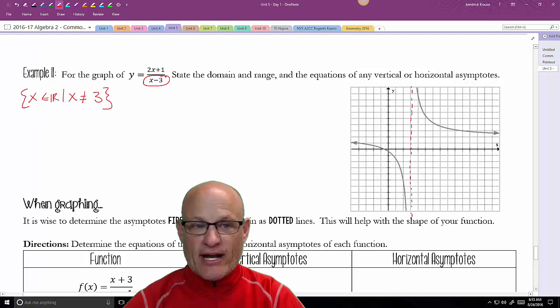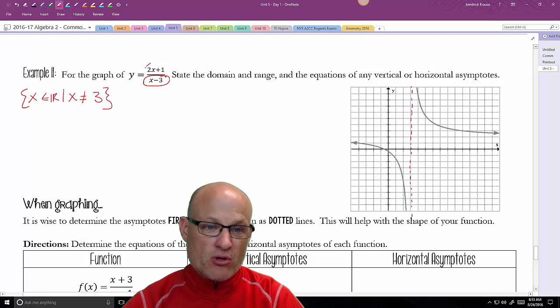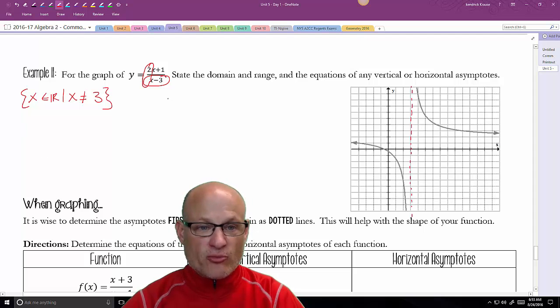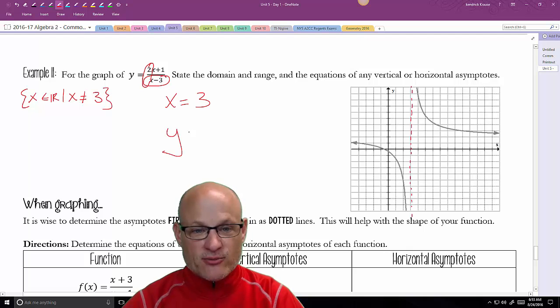There is my vertical asymptote. Now my horizontal asymptote is going to be a ratio of the leading coefficients. So in this case, my vertical asymptote was x equals positive 3. My horizontal asymptote is y equals 2 over 1, or just 2.